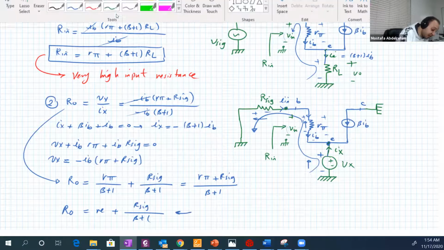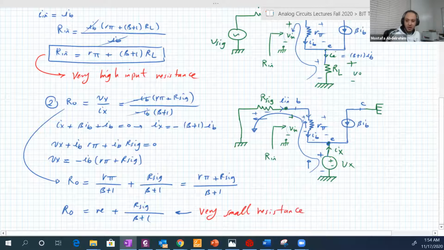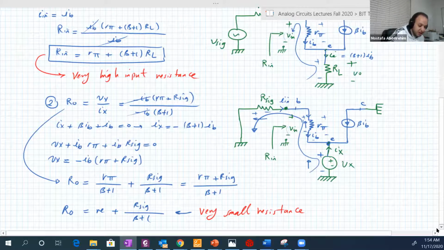So let's write this in red. This is a very small resistance. So till now, we find out that the common collector has a high input resistance and a low output resistance. And these are two basic advantages of the common collector. Okay, let's continue and see.